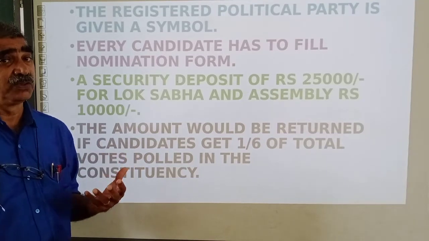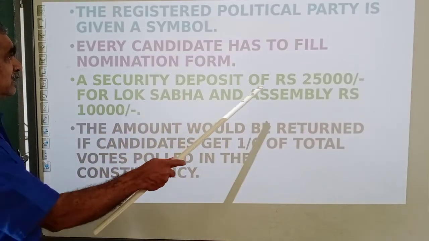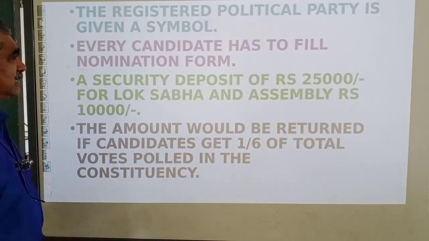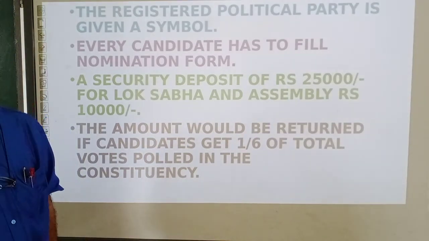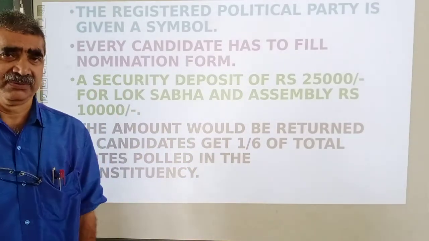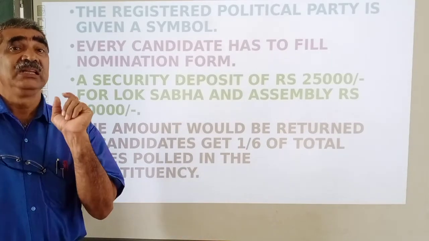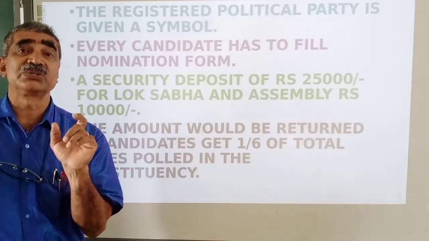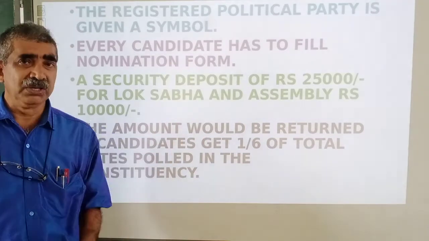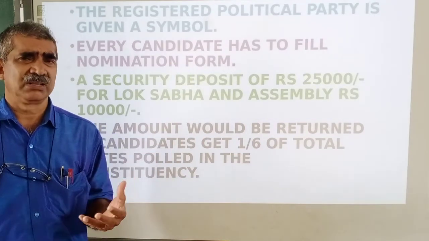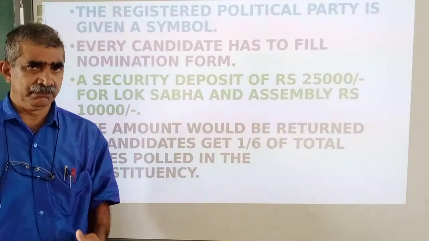Sometimes the election officer will reject some applications. Then there is a security deposit of 25,000 for Lok Sabha and 10,000 for Assembly. Why is this made? So that everybody will not go and stand. It is a restriction. Only people who are really interested in getting elected should stand, because otherwise it is a wastage of time, and a wastage of printing the nomination papers. All those things are there. So the Election Commission or the Government of India has made a restriction.